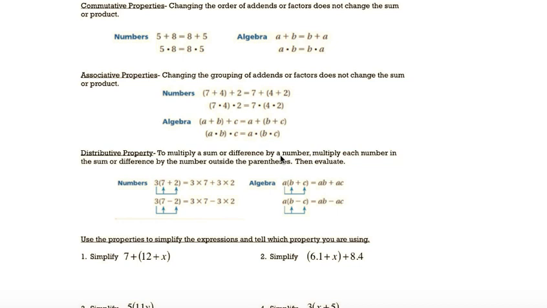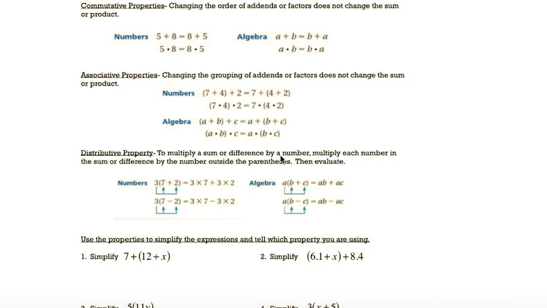Okay, today we're going to be learning about three properties: the commutative property, the associative property, and the distributive property. The commutative property basically just says you could switch the order of the numbers, and you still get the same answer.